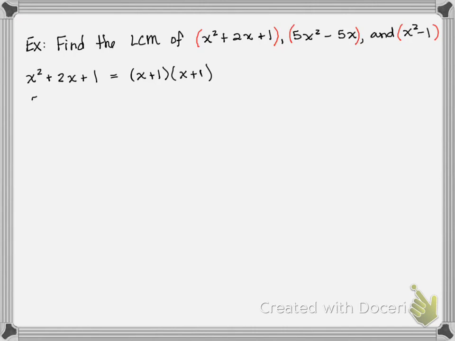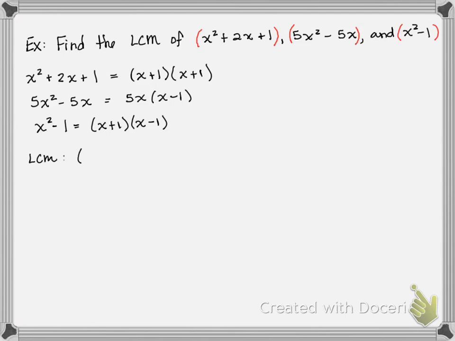And then 5x squared minus 5x. That's just got a GCF of 5x. So we get 5x times x minus 1. And then x squared minus 1 is x plus 1 times x minus 1. And so now we're going to build that LCM in the same way we did with whole numbers. We're just going to start with the first factorization, which in this case is x plus 1 times x plus 1.